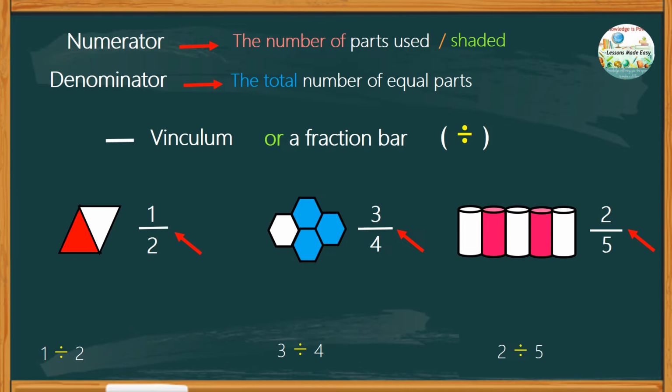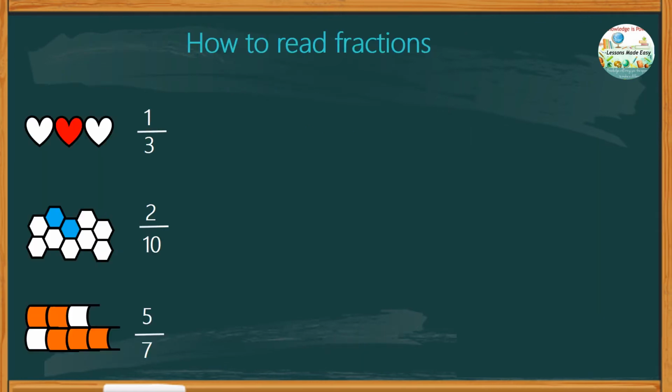When you divide these expressions, you'll have answers of 0.5, 0.75, and 0.4, which are decimal numbers. These decimal numbers are less than 1. Just like what we said earlier, proper fractions are less than 1. But how do we read fractions?